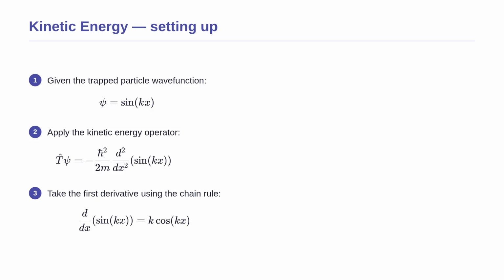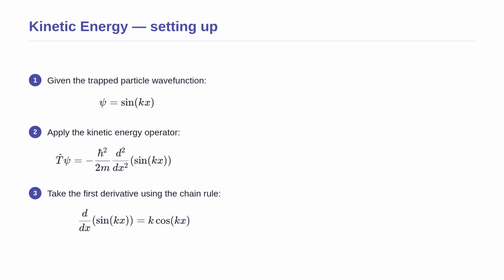Let us apply this kinetic energy operator to our trapped electron's wave function. We set up our eigenvalue equation by applying the operator to our specific sine wave function. Our goal is to perform the double derivative on sine of kx and see what constant value emerges. We start by taking the first derivative.